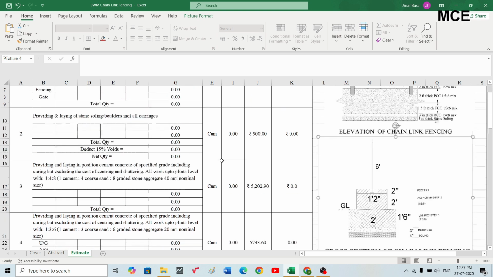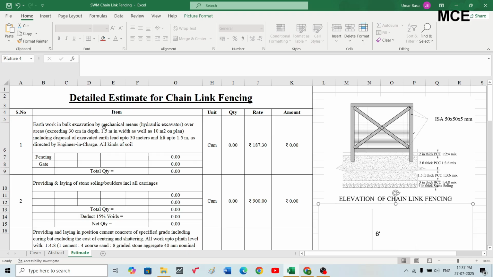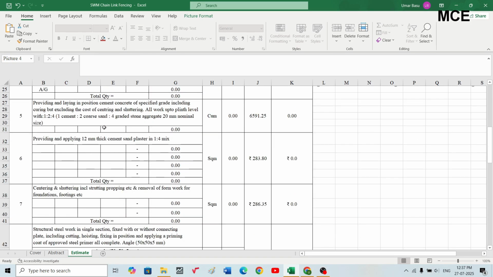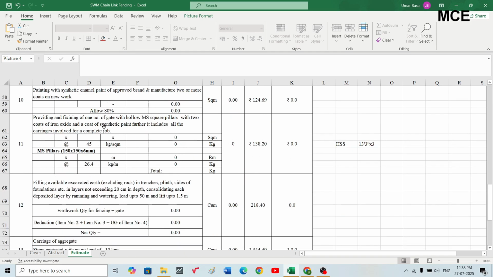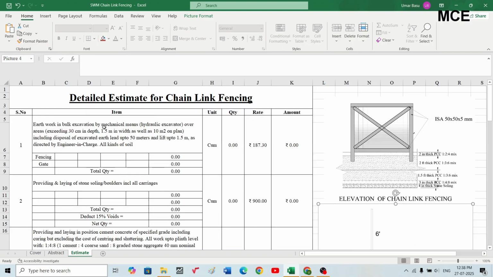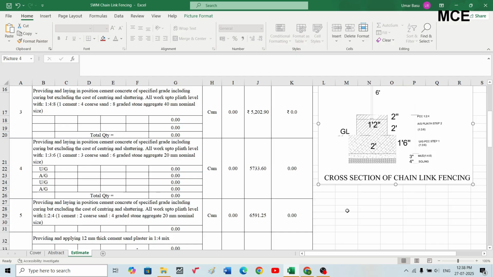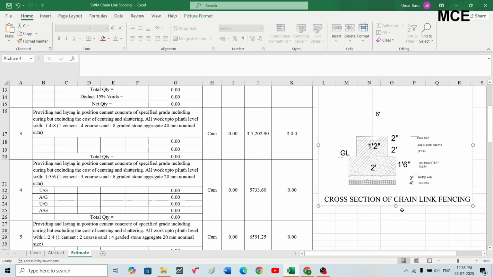I have already written all the items which will be required for the preparation of the estimate, and we will learn all the steps for the preparation of the estimate of chain link fencing. First, I will show you the cross section of the chain link fencing for which we are preparing the estimate. You can see at the bottom we have a stone boulder course of 4-inch thickness. This is used for leveling.